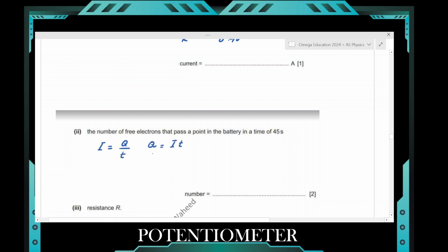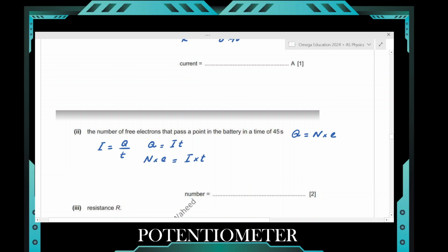And you also know this thing, Q equals number of electrons multiplied by the charge on each electron, times I times T. Where do we study that? In the workbook of current electricity. Q, the total charge, equals the number of charges times the charge on each electron.